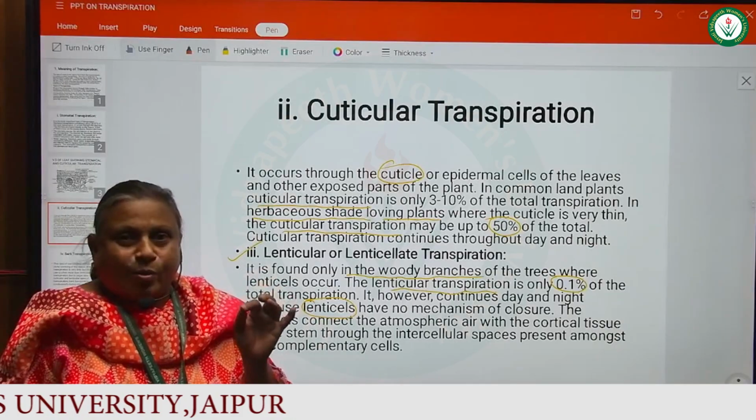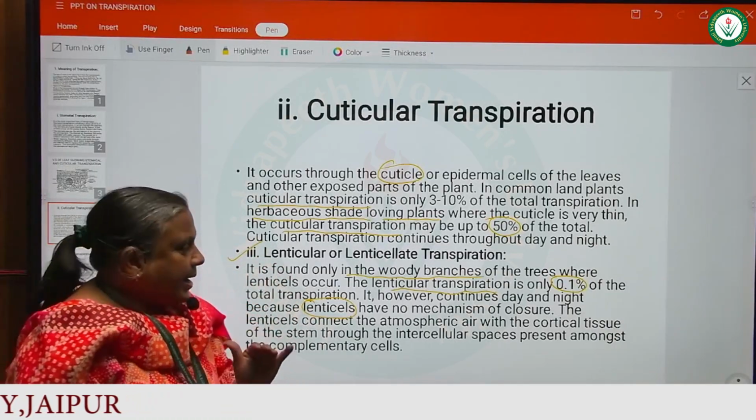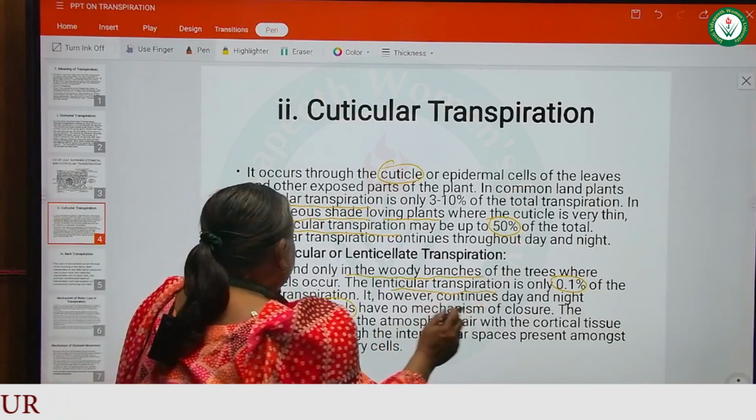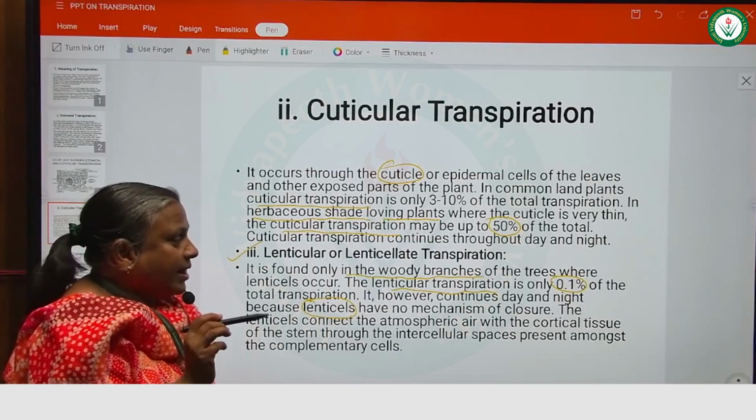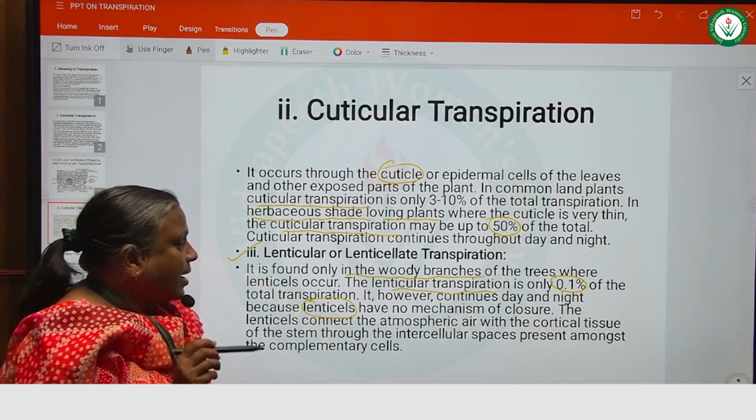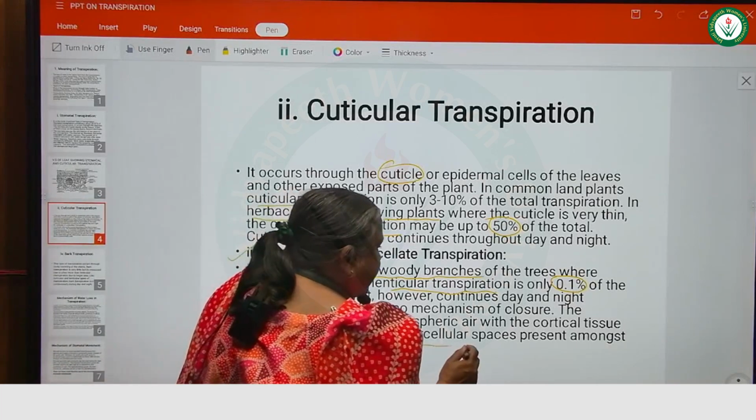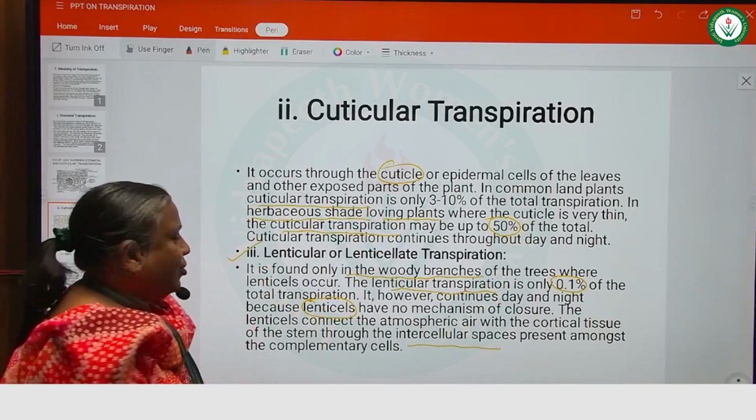So, lenticular transpiration continues throughout the day and night, and the lenticels connect the atmospheric air with the cortical tissue of the stem through the intercellular spaces present amongst the complementary cells.